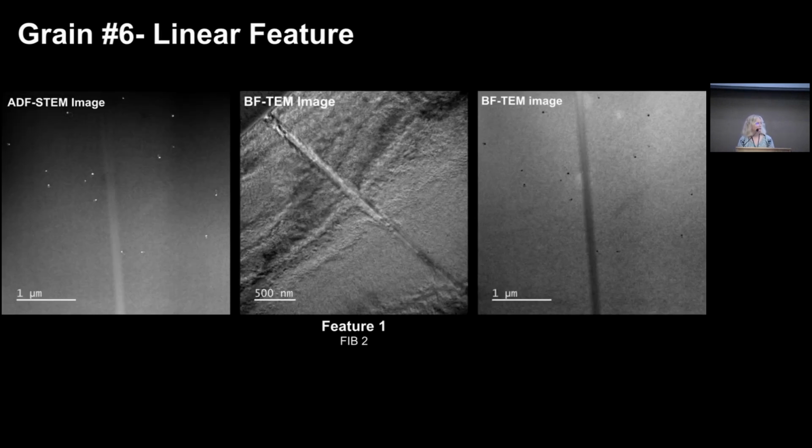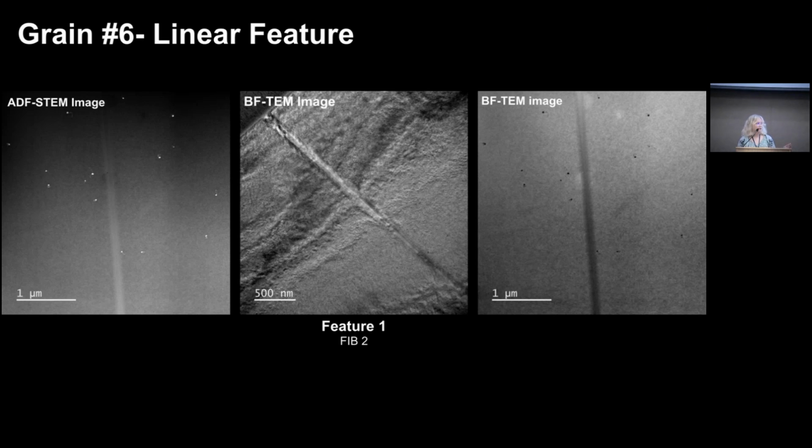Now in grain number 6, we did find this linear feature that occurs in the very middle of the FIB section. We are still trying to constrain what this phase is. It's been a little hard to get an EDS analysis on it. However, this may be indicative of shock as it is occurring just straight down the FIB section. But until we know what that phase is, we can't be 100% sure what process took place.